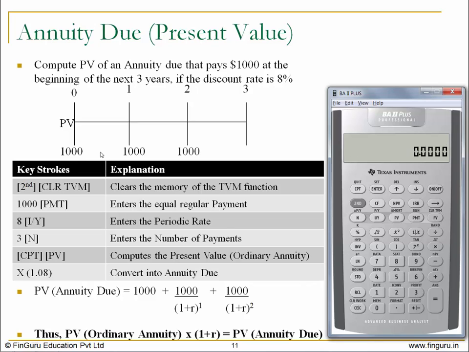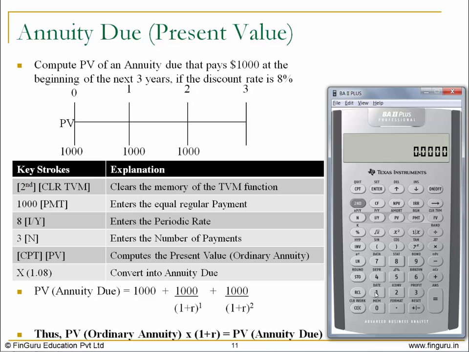Now, notice I wish to calculate the present value also at time 0. So mathematically what I'm trying to do is $1,000, which is today itself, I don't wish to discount that. $1,000 which is happening at the end of first year, I would like to discount that once. $1,000 which is happening at the end of second year, I would like to discount that twice. Now, mathematically, present value of an ordinary annuity multiplied by 1 plus r will actually yield the present value of an annuity due. So the way we can calculate this annuity due calculation is we can assume for a minute that the calculation is like an ordinary annuity, and in the last step we can convert the ordinary annuity into an annuity due by multiplying by 1 plus R.